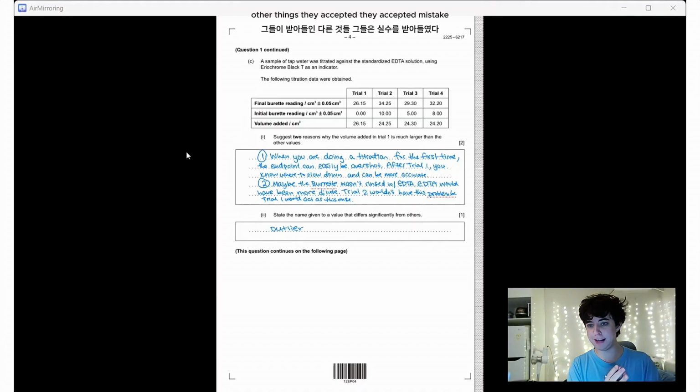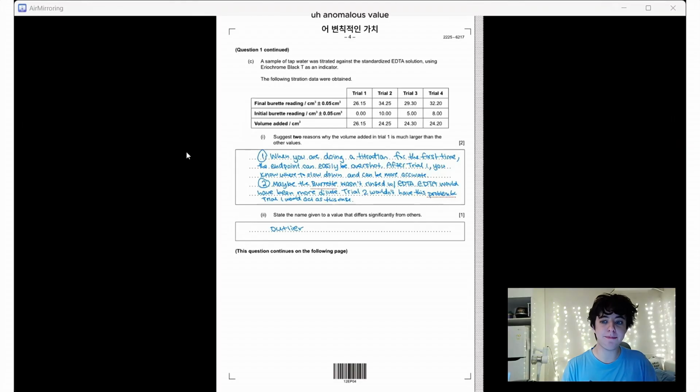Other things they accepted: mistake, I thought that was funny. They also accepted anomaly, anomalous value, I don't know if I'm pronouncing that right, not concordant, or rogue value. That sounds like a villain name, like a Batman supervillain. Rogue value. So they accepted all of those. So that would be that one.